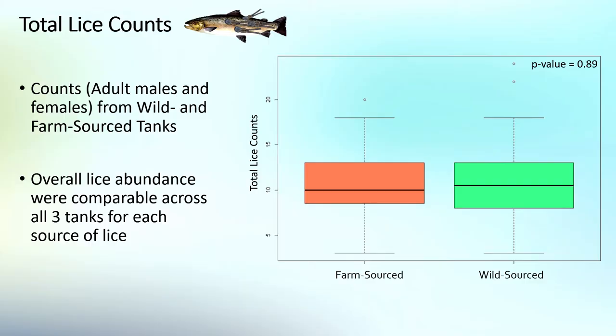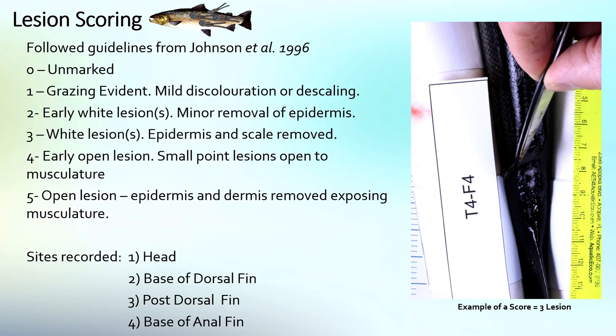Okay, so to start, and this was a good thing off the bat, we had the same infection level between the farmed and the wild source. So if there was going to be any impact or differential virulence between the two, it wasn't going to be confounded by us having a really high infection in the farmed or the wild source lice. So overall abundances were comparable between the wild and farmed source lice throughout the study.